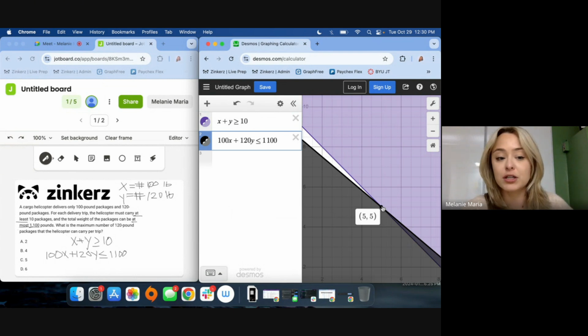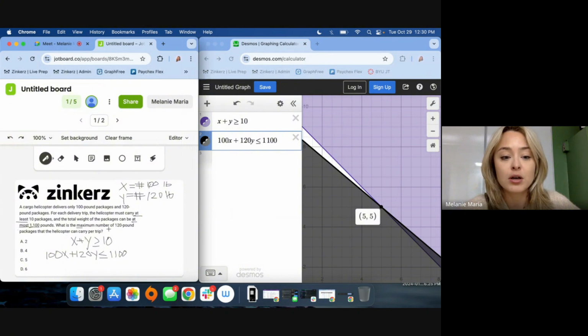So if I come back over to analyze the question for a second, what is the maximum number of 120-pound packages? We're looking for the maximum value of Y that will make this system of inequalities true. That's happening at this intersection point here, 5, 5. So I know that my answer should be C.